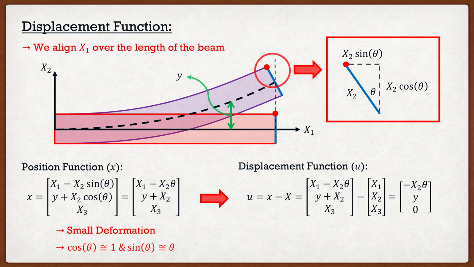Another thing we notice is that the theta in there, the rotation of the cross section that we discussed, is actually going to be the first derivative of our deflection function with respect to x1. We're going to make that simplification in the next slide. So when we get to the next slide, again, what are we doing this for?